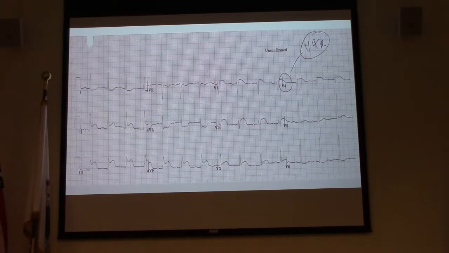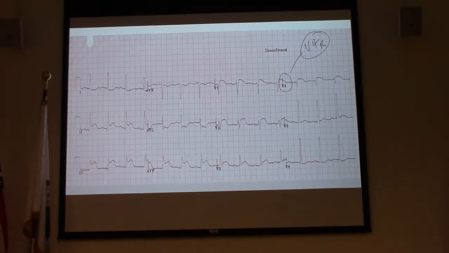Now it's really important, if you do move V4 to V4R, do not transmit these 12 leads, because you cannot write on something you're transmitting, and you're going to screw up any cardiologist if you do so. But it's a good idea to print another one off, write up there that this was a V4R, and then hand it to the nurse or the doctor when you get there.